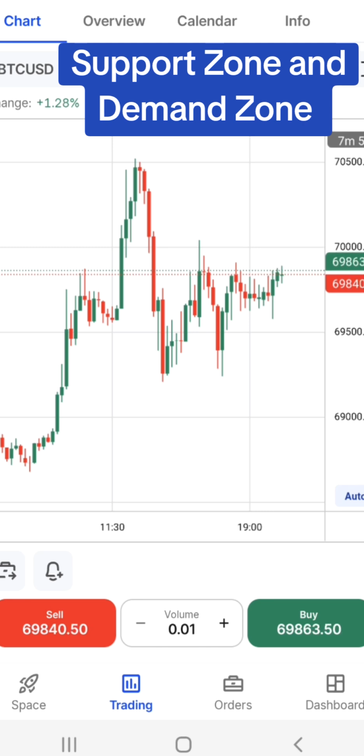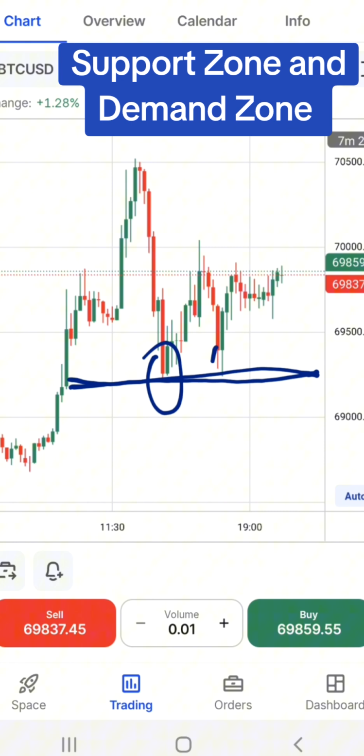So if price visits that place twice, it was a demand zone, but because price has visited it twice, it is no longer a demand zone. It is now a support zone. I'm going to explain those things in detail. So let's start with this. First of all, this is a zone. This particular zone, price has visited it twice.